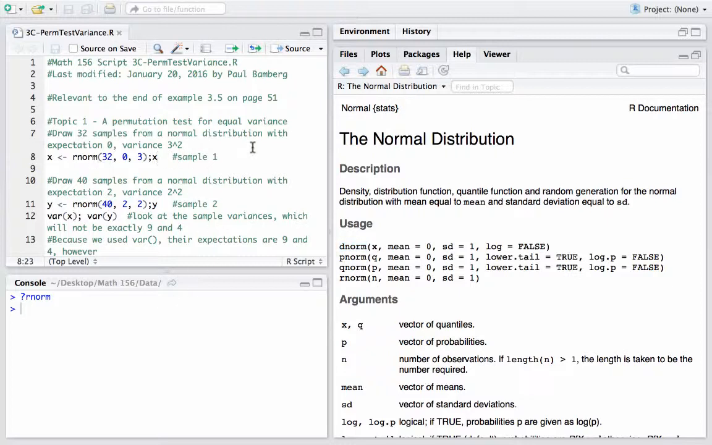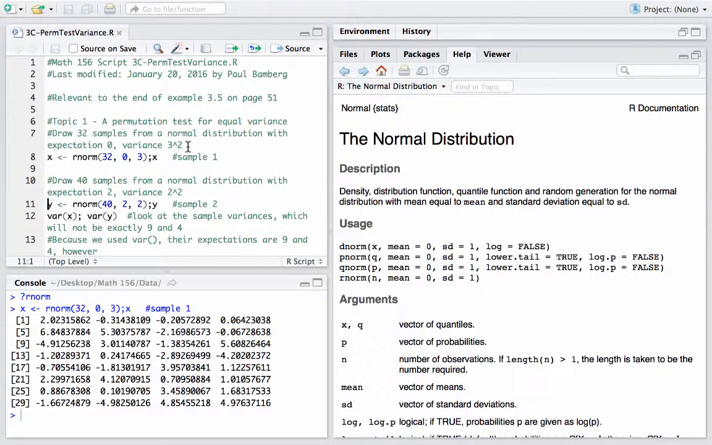So run this code. Looks like rnorm expects n, the number of samples we want, the mean, and the standard deviation. So we're saying give us 32 samples, centered at 0 with standard deviation 3, and remember that standard deviation 3 means variance 3 squared or 9. Our second vector is going to be called y. It's 40 draws from a normal distribution, mean 2, variance 4.